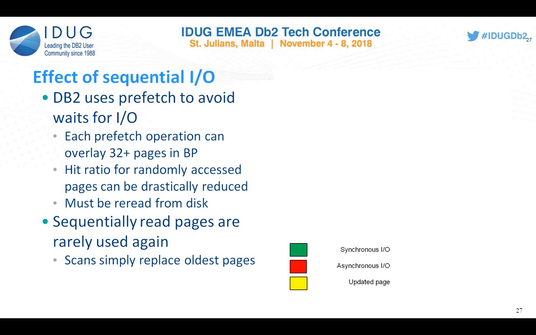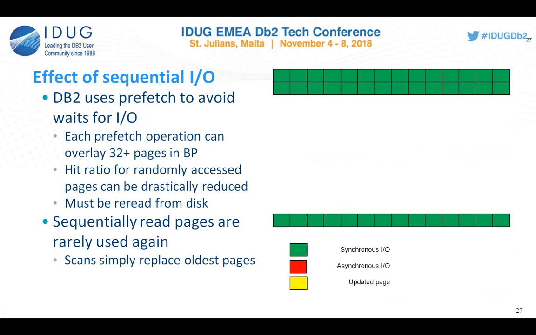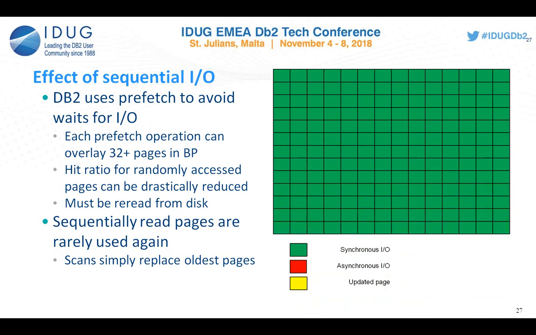But let's have a look now. We've got the effect of sequential I/O on a buffer pool. I've got my animation, with my little note at the bottom saying synchronous I/O is good, asynchronous I/O is bad, and we have updated pages. So let's start the ball rolling here. We'll put in our nice green good synchronous I/O pages. Our buffer pool is looking good, and it fills up quickly. There we go. And we're going to add in some updated pages like we had before. Beautiful.